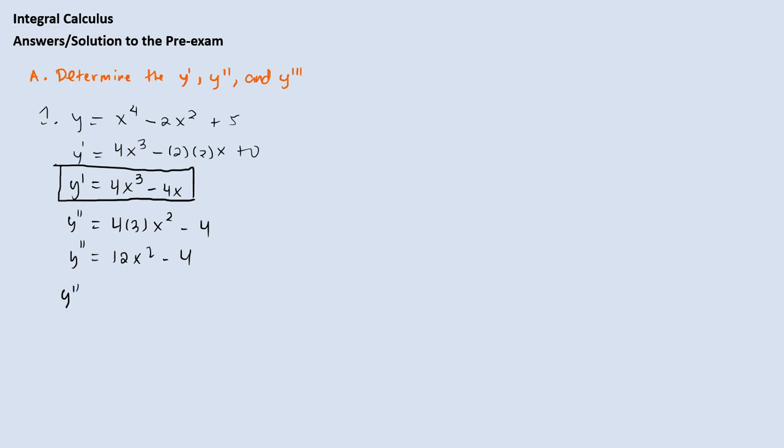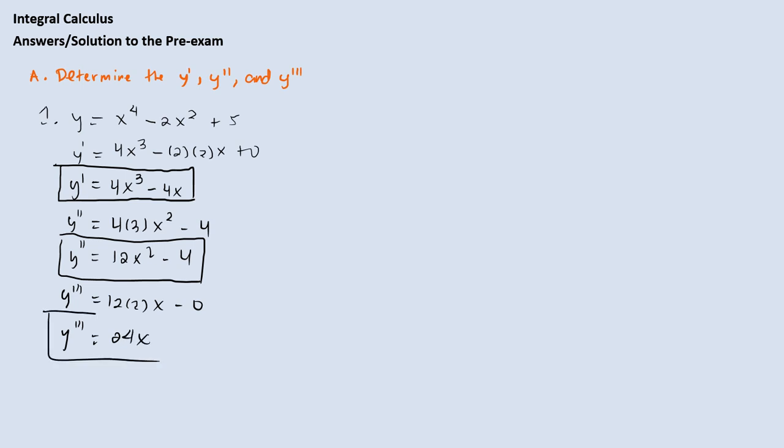So, y triple prime. Okay, so this becomes 12 times 2, x minus 0. So y triple prime becomes 24x. So this is the answer. So that's for number 1. So follow number 2. You have number 2: y is equals to x squared minus 2x raised to negative 1. Okay, so same rules apply. Ganun pa rin naman. So y prime becomes 2x minus 2.